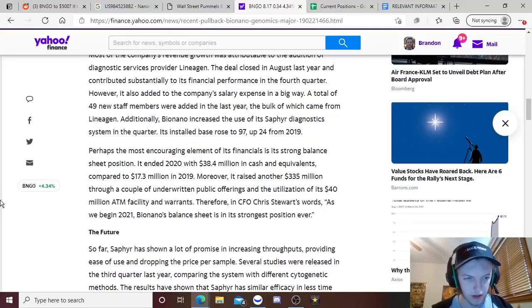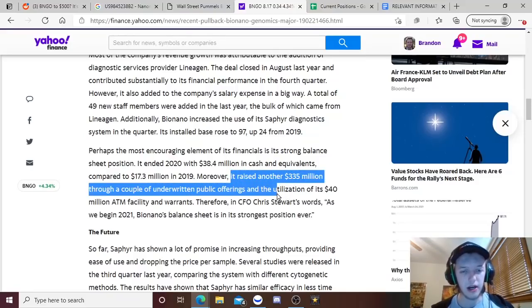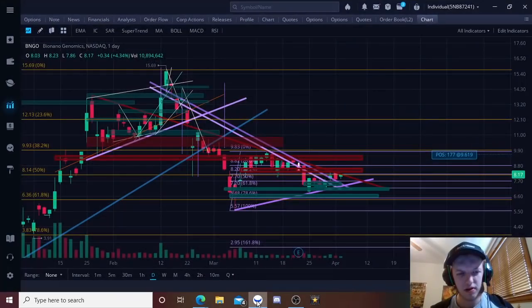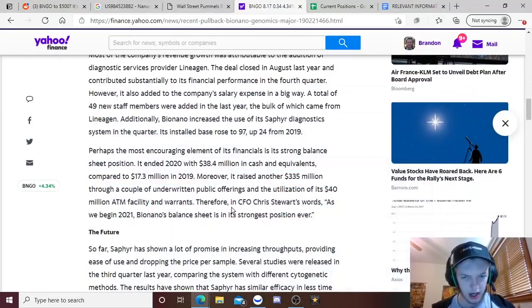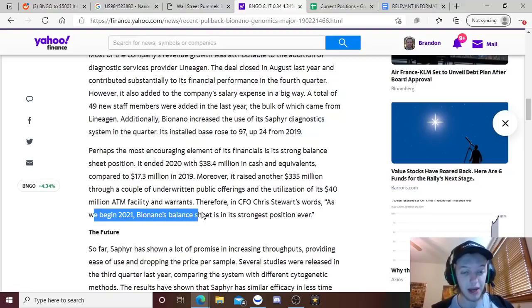Just because they're not making revenue, just because they're not profitable right now, just because their net income is negative, their earnings per share is negative, it doesn't mean they don't have cash. They raised another $335 million in 2021 or 2020, throughout both, I believe. And the CFO, chief financial officer, his words, Chris Stewart: "As we begin 2021, BioNano's balance sheet is in its strongest position ever."